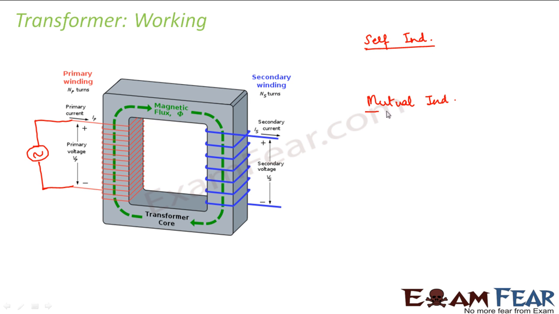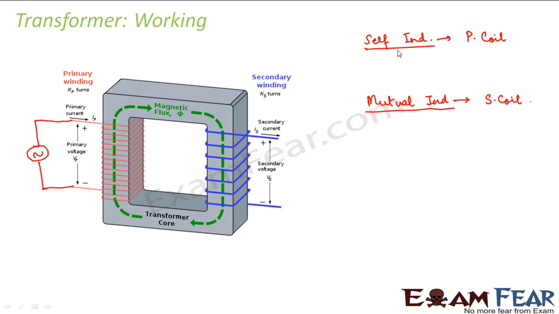So this change in magnetic flux is taking place in the primary coil. Because of this change in flux, there will be self-induced EMF in the primary coil. So self-induction will take place in the primary coil, and since there is a change in magnetic flux with this primary coil, there will be a corresponding change in magnetic flux with the secondary coil, which will give rise to an induced EMF in the secondary coil. So that means mutual induction will take place in the secondary coil.